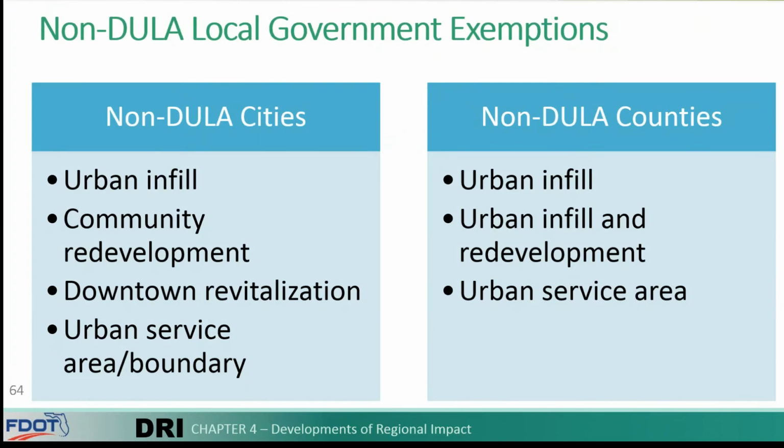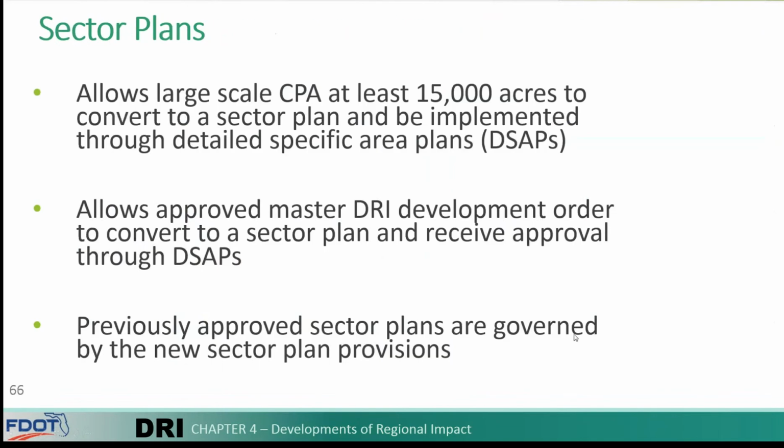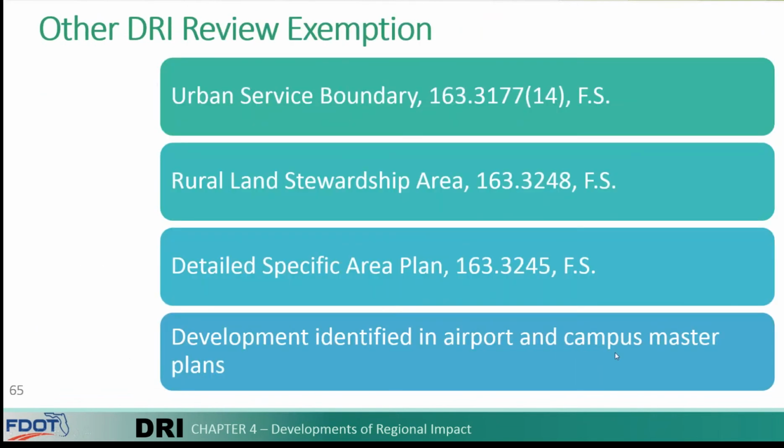In terms of non-DULA local government exemptions, if you have urban infill, community redevelopment, downtown revitalization, urban service area, as you can see, basically, if it's urban, most likely there's a DRI exemption that it falls under. So where does that leave us? These are other DRI exemptions: rural land stewardship areas, the DSAPs that Janine mentioned, and any development in airport and campus master plans.